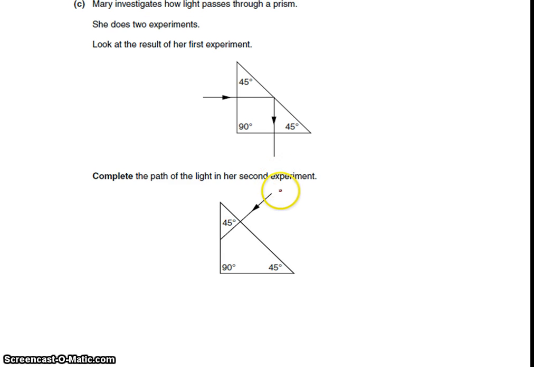This question is about light, and it says complete the path of light in Mary's second experiment. Now from this you can see that the angle that the light comes in at is the same as the angle it comes out at. So I haven't got a straight ruler function with this, but you should use a ruler to do this. But it will deflect off at 45 degrees, so it will come down to here. You'd get 1 mark for that, and then again as a straight line it should come up there, and you should complete your diagram just by adding arrows just to show the path like that.